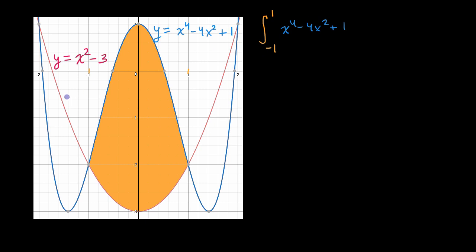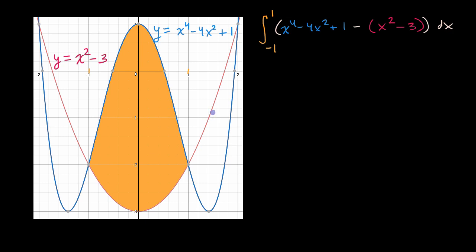So we would say that is equal to x to the fourth minus 4x squared plus 1. And then from that, we would subtract the graph that is the bottom boundary of the area in question. So then I would say minus, and I would subtract the equation of the red graph, x squared minus 3. And then, of course, we would have dx.